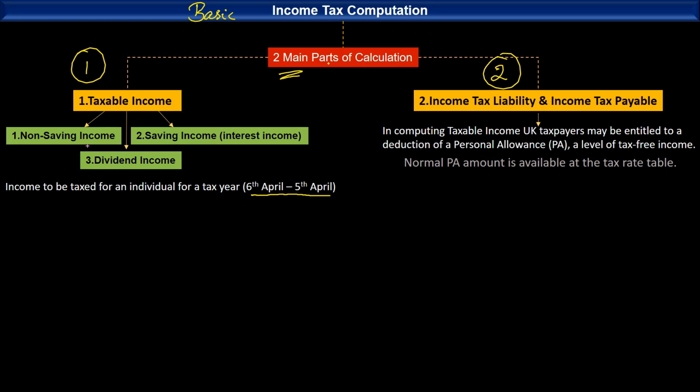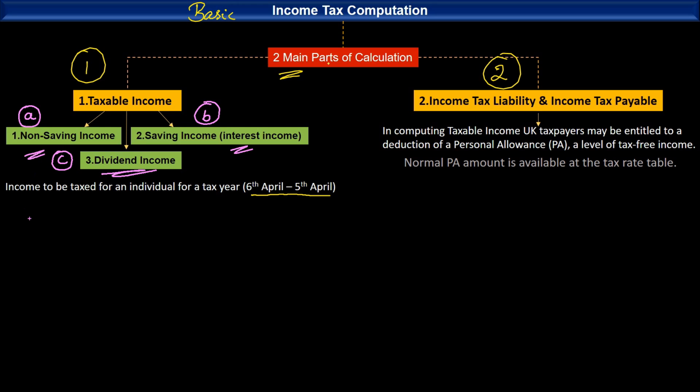If I talk about taxable income, then in the taxable income we have three key elements. First of all, we have non-saving income, then we have saving income, and finally we have dividend income. These are the dividend payments, for example, in case the taxpayer has shareholding in any company and is receiving dividends. The saving income includes income in the form of interest, for example, interest from bank, building societies, or debentures. Finally, we have non-saving income.